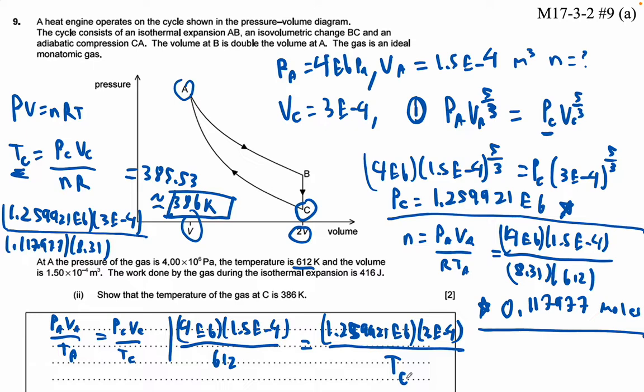4E6 times 1.5E minus 4 divided by 612 gives you that. And then I'm going to take this guy times 3E minus 4, and then divide by that number I just got. And again, when I do this, of course, I get exactly the same answer. So TC is 385.53 kelvins, which is about 386. So anyway, there you go. That's the thing.